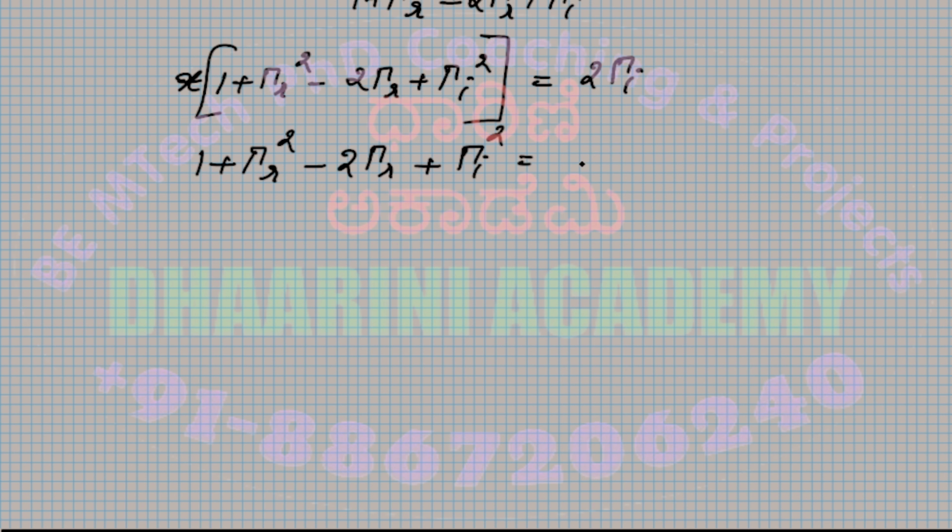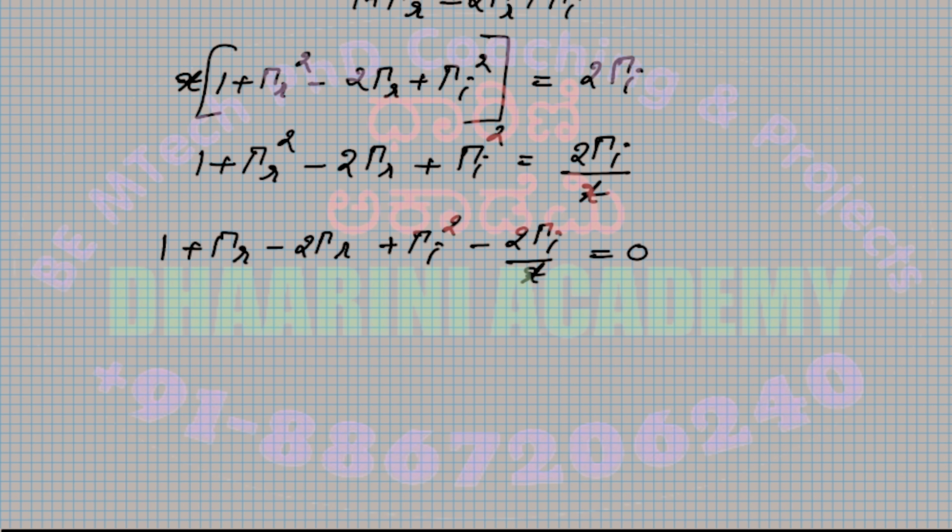Gamma I square is equal to 2 times gamma I divided by x. Okay, this is easier. So this is 1 plus gamma r minus 2 times gamma r plus gamma I square minus 2 gamma I divided by x equal to 0. Now what I do, I'll try to add and subtract 1 by x square so that I can bring a square term here.